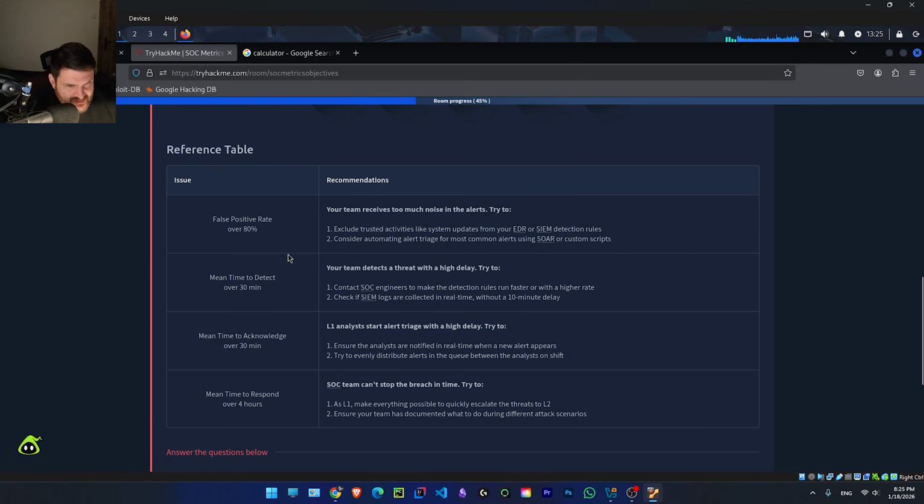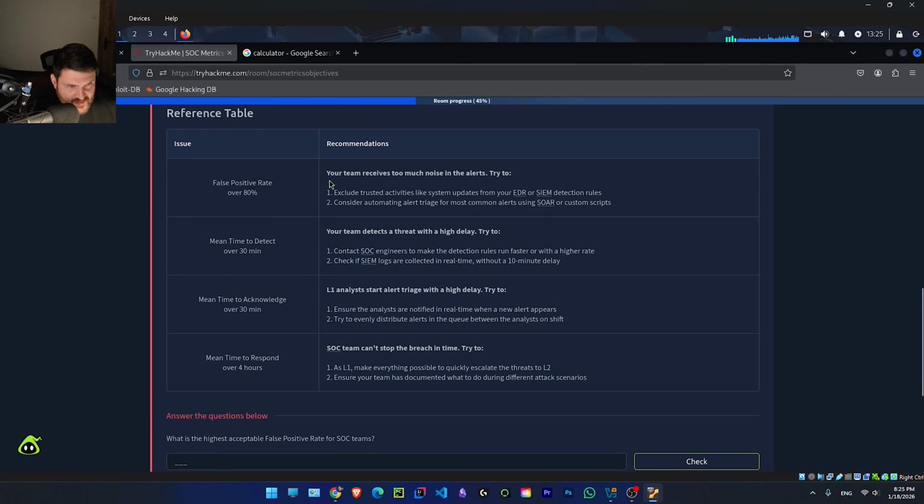We have a reference table. Well, if the false positive rate is over 80%, your team receives too much noise in the alerts. Try to exclude trusted activities like system updates from your EDR or SIEM detection rules. Consider automating alert triage for the most common alerts using SOAR or common scripts.